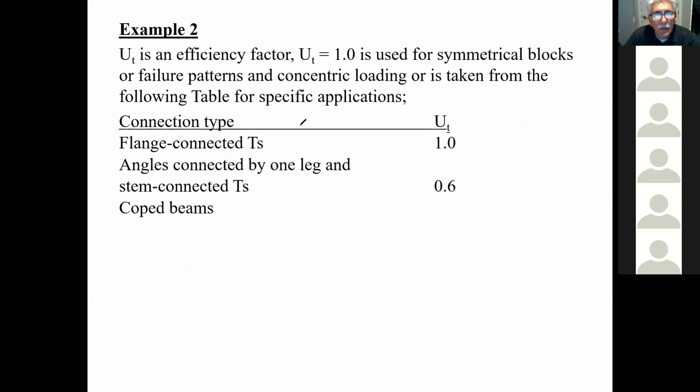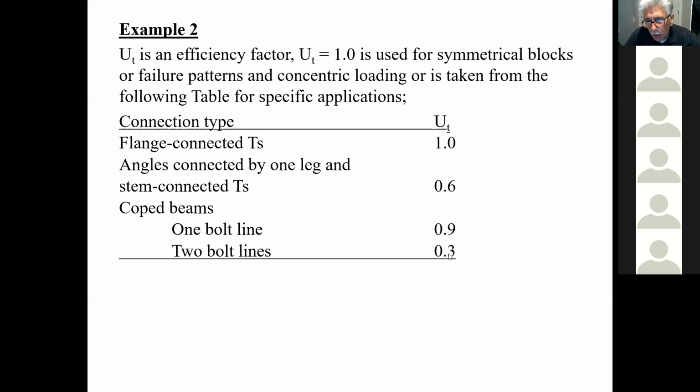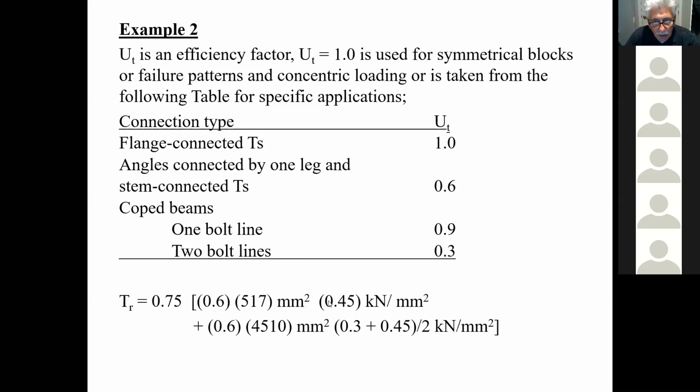Clear drawing. And of course, if you have one line of bolts, I should have kept my drawing, in other words, if you only have one line, it's 0.9. If you have two lines of bolts, very rare you'll have two lines of bolts for that kind of connection. Now, all we care about is that in our case, our efficiency factor is 0.6, and therefore that's the value we put here in the equation.